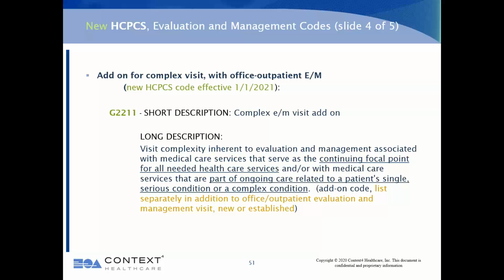There is a second new HCPCS E&M add-on code, G2211, for use to report increased visit complexity, shown on this slide. There remains a fair amount of confusion as to the appropriate use of this code. From the long description, we may decipher 2 significant points. First, from the underlined portions, it is for reporting complexity of encounters that are either the continuing focal point of all needed healthcare or part of ongoing care related to a patient's single serious condition or a complex condition.